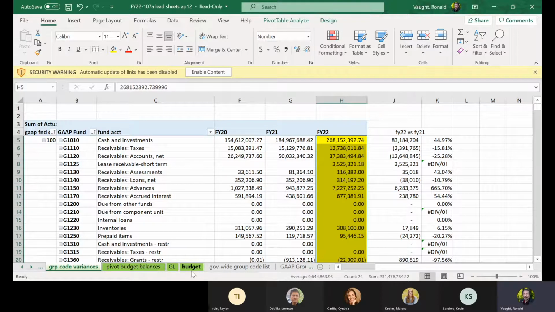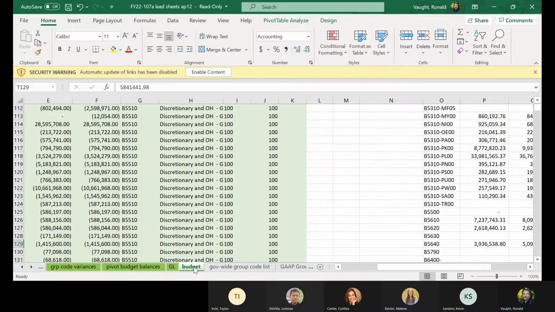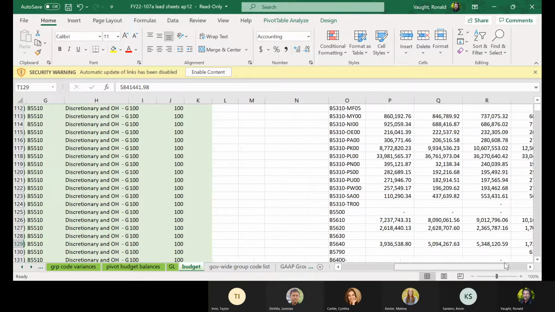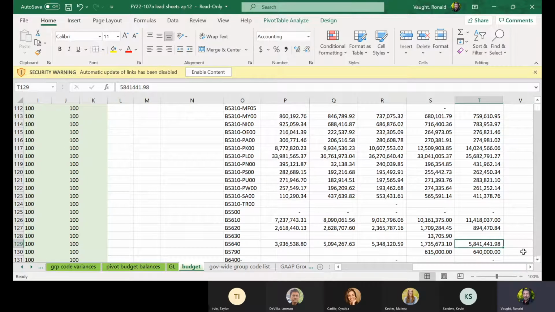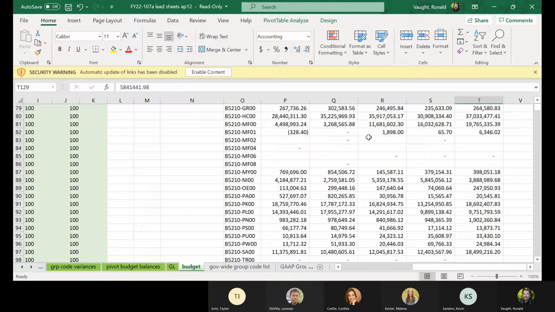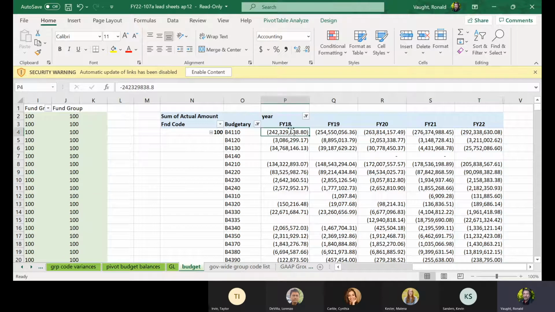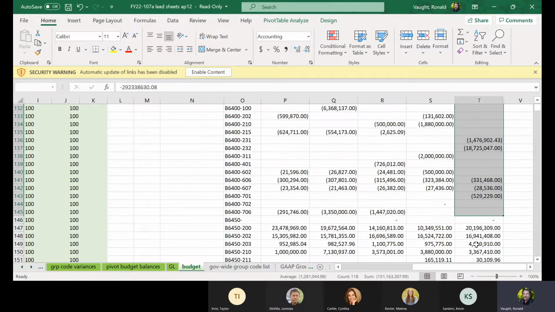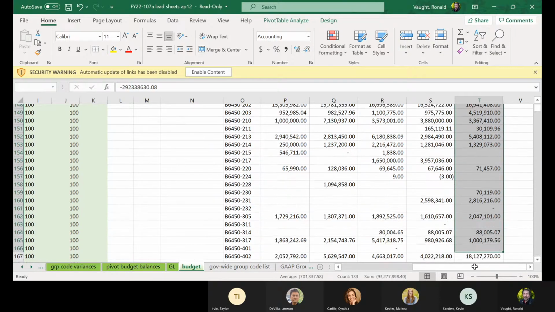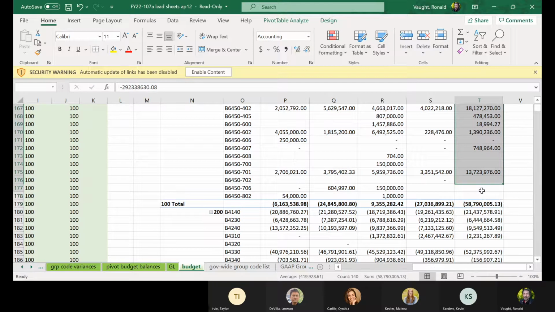So now, what went wrong with budget? Where I got to one number for the change in budgetary fund balance, I just went over here to the budget column and came up with a 58.8 million change.